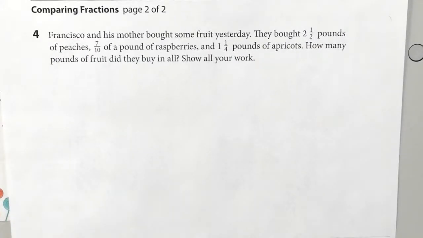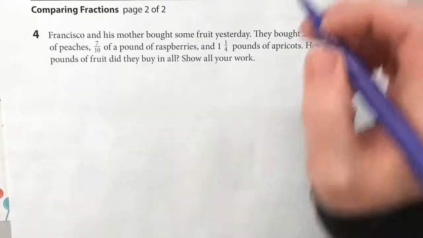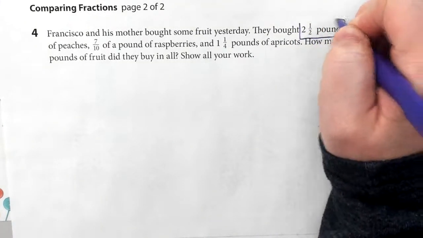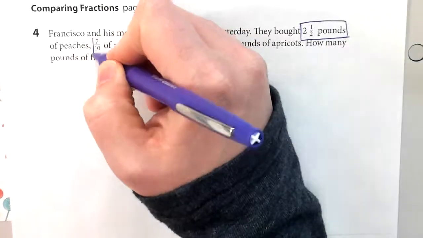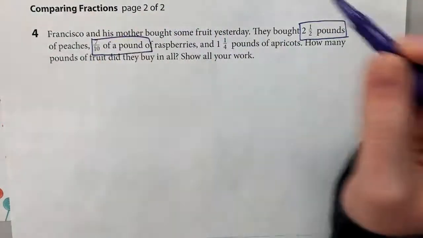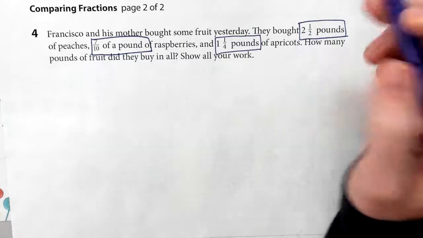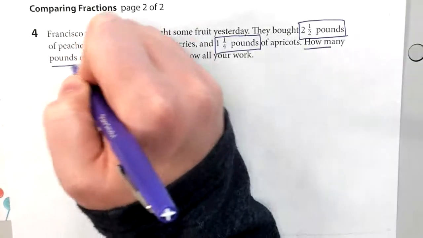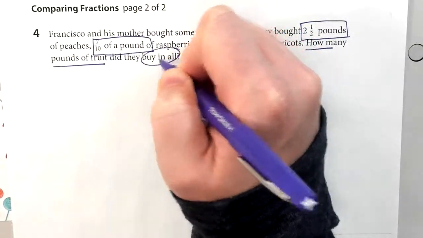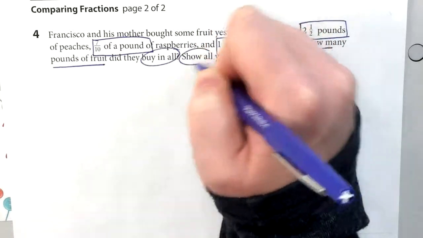All right, number 4. Francisco and his mother bought some fruit yesterday. They bought 2.5 pounds of peaches, 7/10 of a pound of raspberries, and 1 1/4 pounds of apricots. How many pounds of fruit did they buy in all? That's important, in all. Show your work.